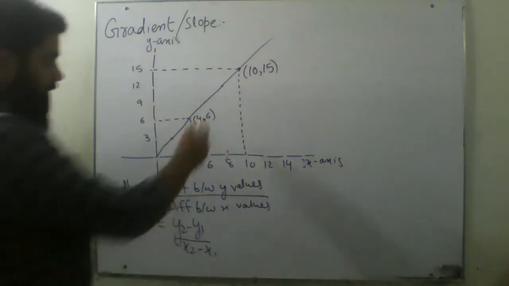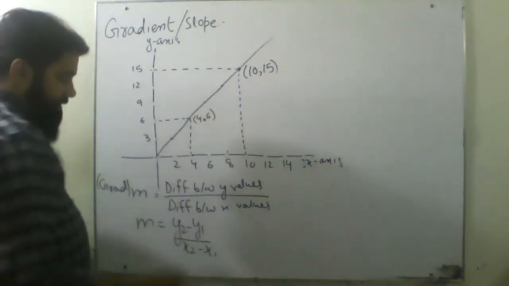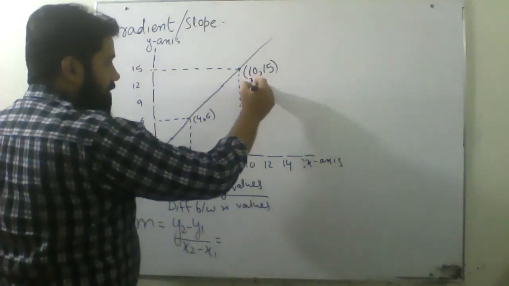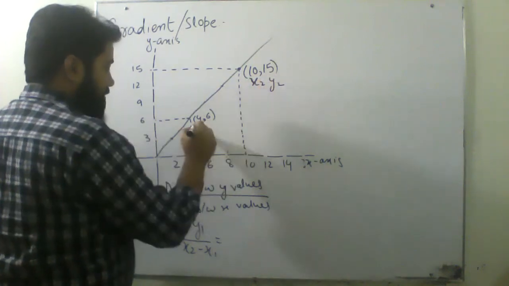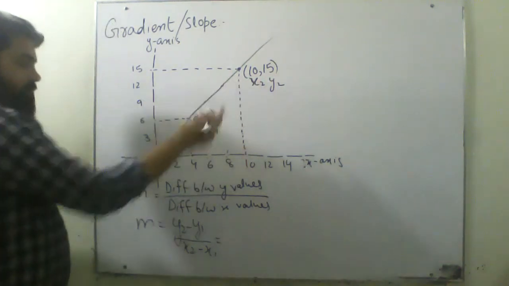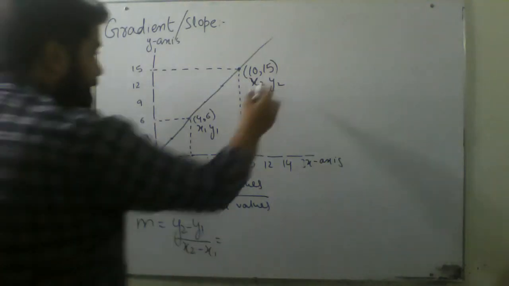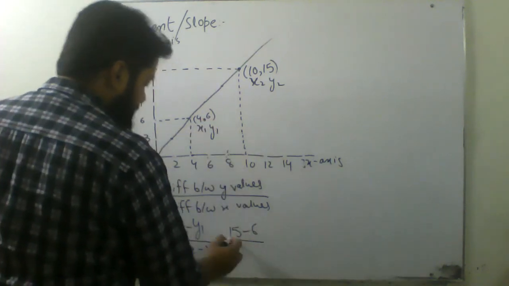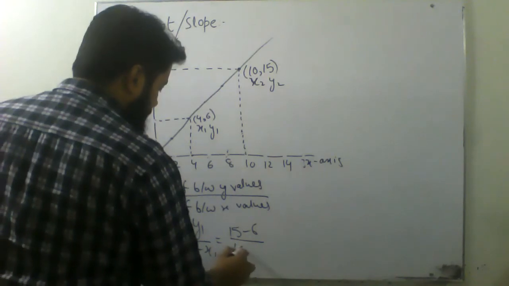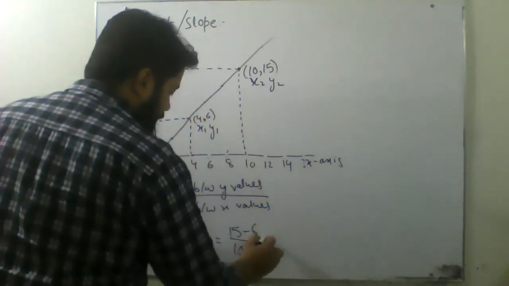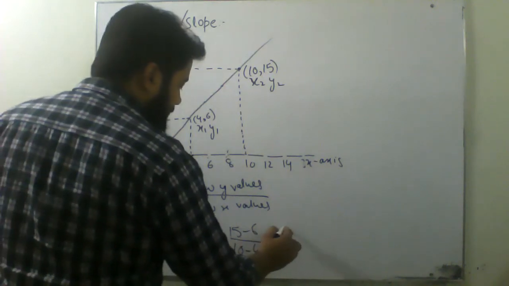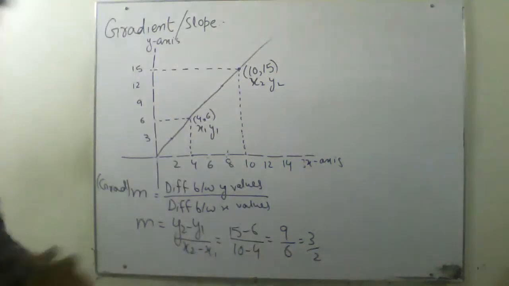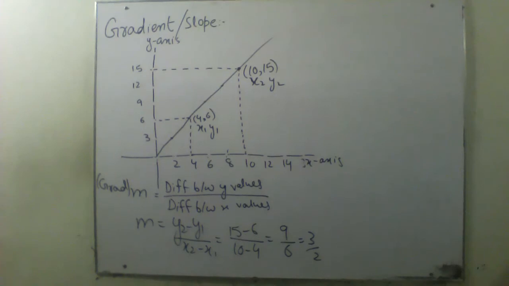Okay, so two values are here, 15 and 6. I am taking this one as x2, y2 and the other as x1, y1, or you can switch it, it doesn't make any difference. So y2 15 minus y1 6 upon x2 10 minus x1 4. 15 minus 6 is 9, and 10 minus 4 is 6, so the result is 3 over 2.